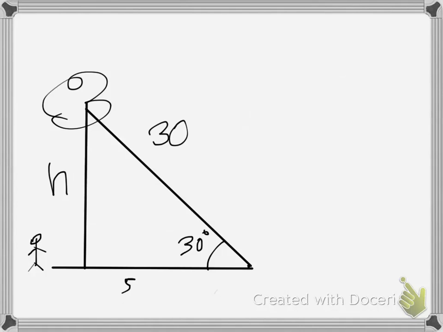So we can use different trig ratios here. Since we know we're trying to find the opposite side and we know the adjacent side and the hypotenuse, we can use tangent or cosine, or sine. So we can use tangent, which is opposite over adjacent, which would be h over 5, or sine, which would be h over 30. So we're going to use sine because it's actually simpler.